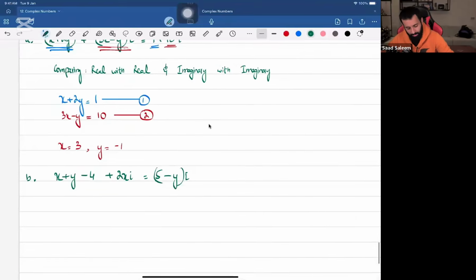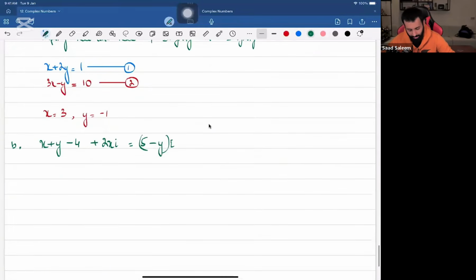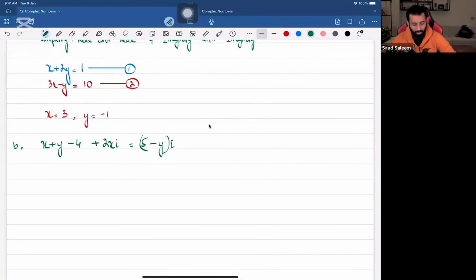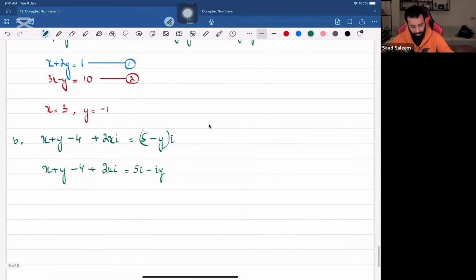Okay, so here's what we're going to do. We're going to keep all the unknowns on one side, all the x and y's on one side, and everything else on the other side. So we have x + y - 4 + 2xi = 5i - iy, or y times i, it's up to you how you want to write it. So remember, x and y on one side, everything else on the other.